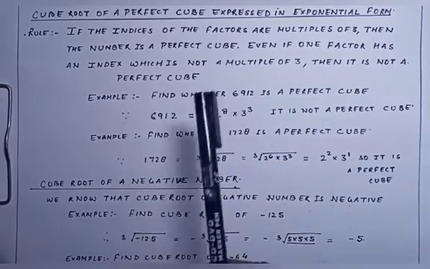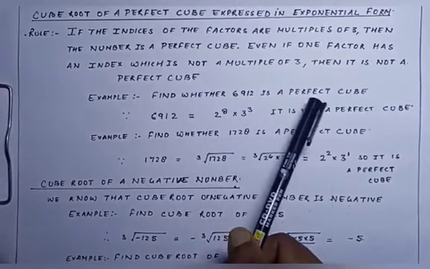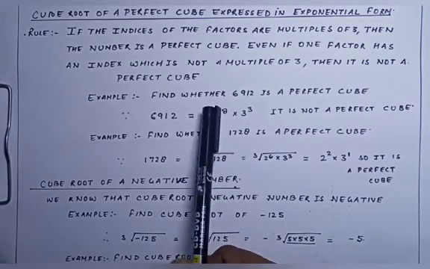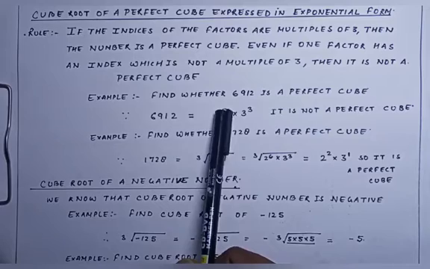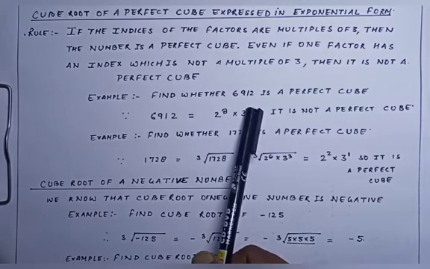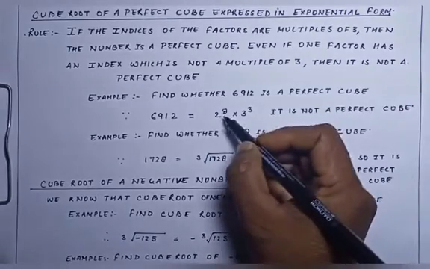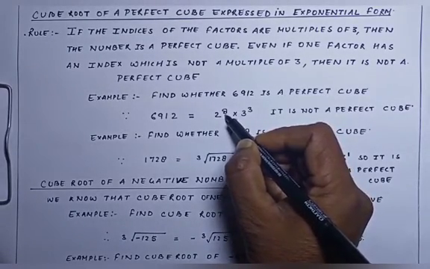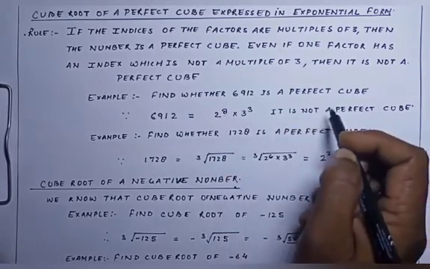Let us see with the help of an example. Find whether 6912 is a perfect cube or not. If we find the prime factors of 6912, it will be 2 to the power 8 into 3 to the power 3. So it is not a perfect cube. Why? Because over here the index 8 is not a multiple of 3. So that is why it is not a perfect cube.